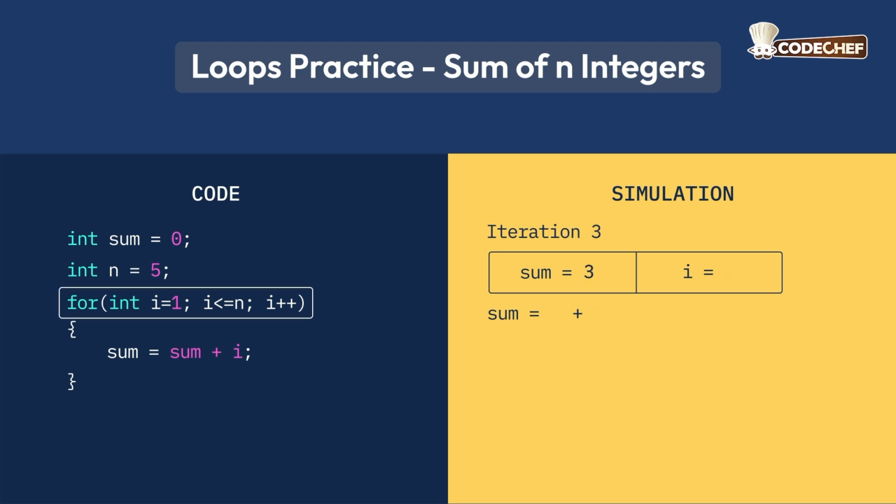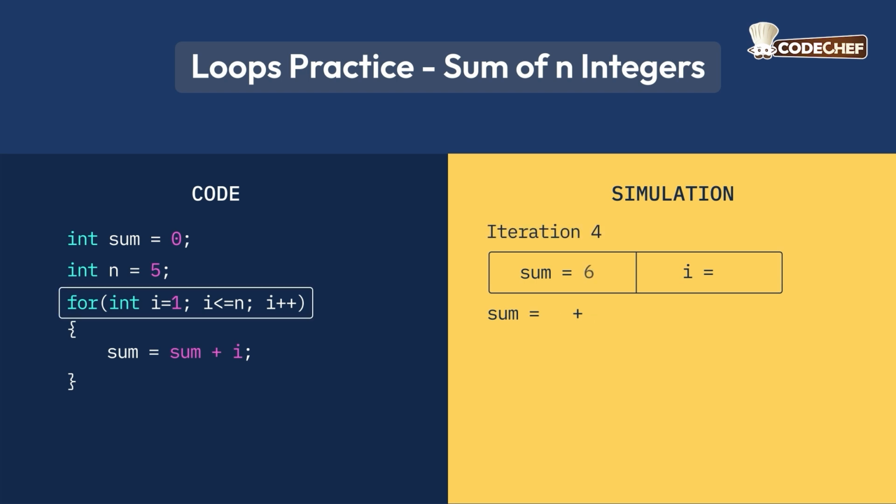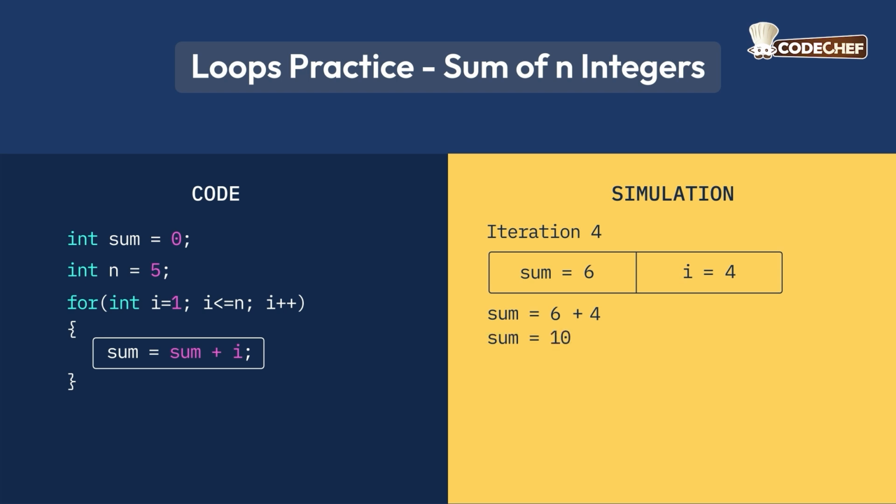In the third iteration, i is 3, we add it to sum, which is 3, and the new value of sum becomes 6. In the fourth iteration, i is 4, we add it to sum, which is 6, and the new value of sum becomes 10.